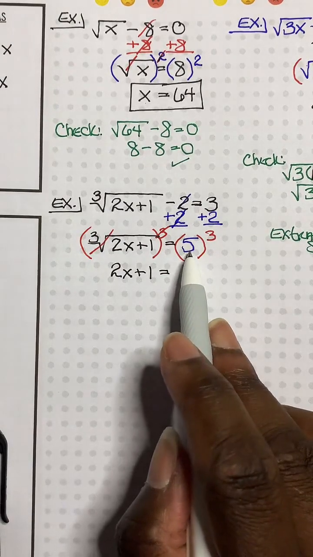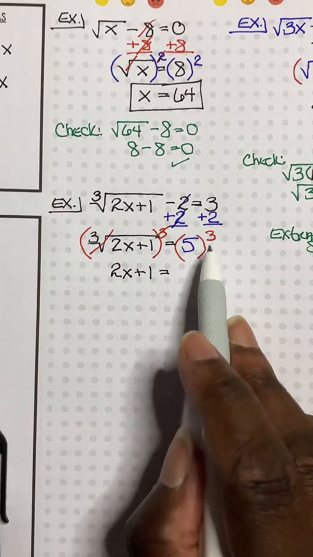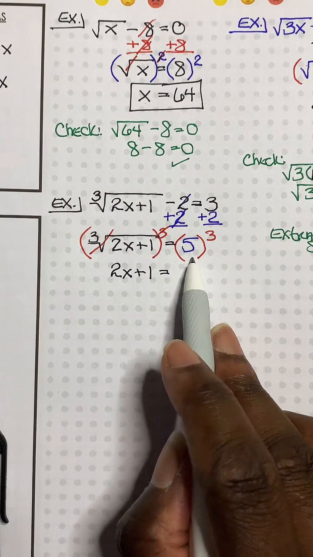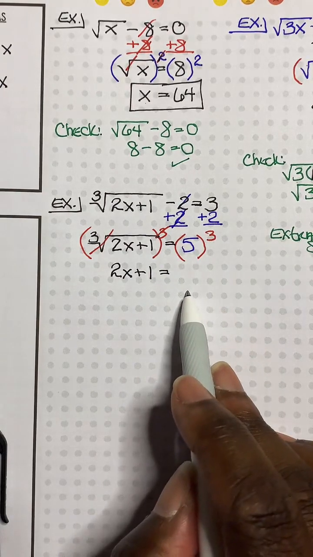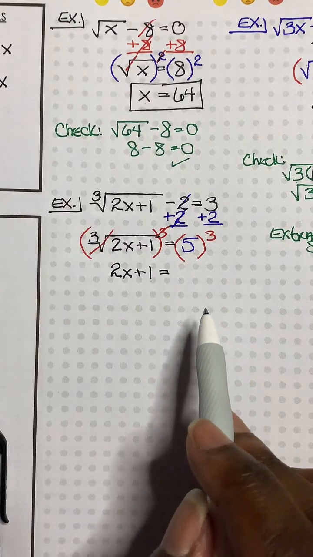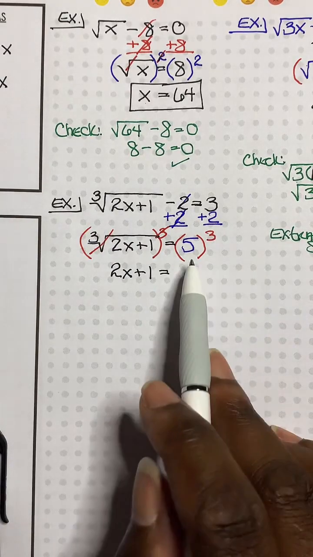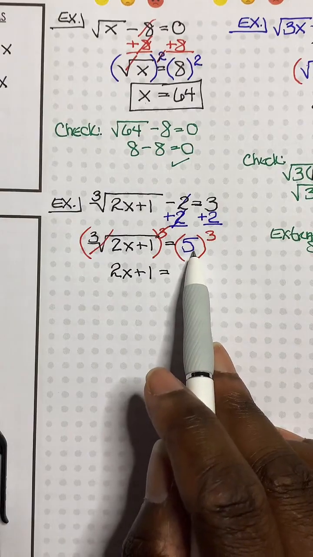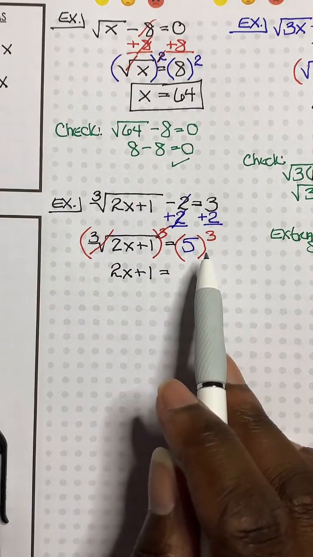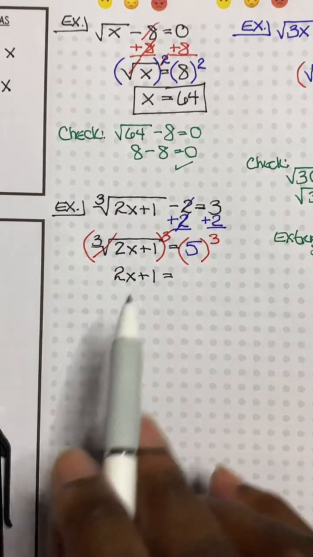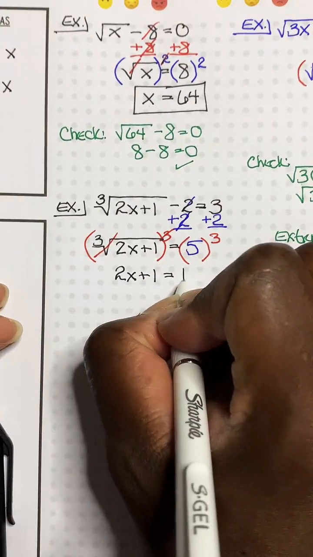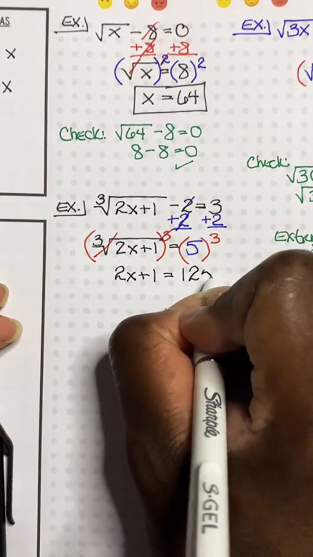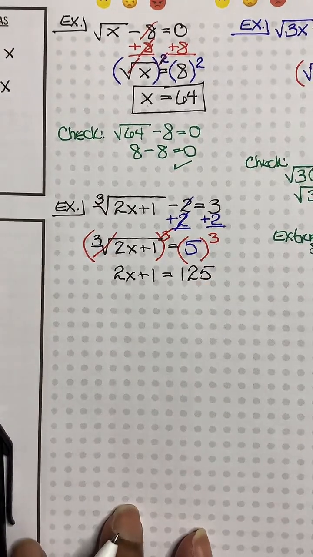So now we want 5 cubed. This means 5 times 5 times 5. This is not 5 times 3, which gives me 15. And they will definitely have that as one of your answers. So this is going to be 5 times 5 times 5. 5 times 5 is 25. 25 times 5 gives us 125. All right.